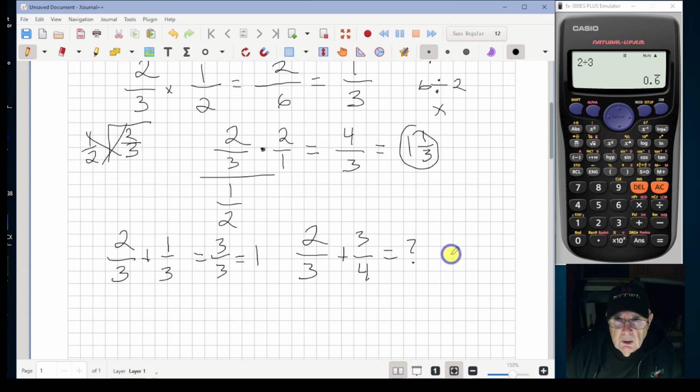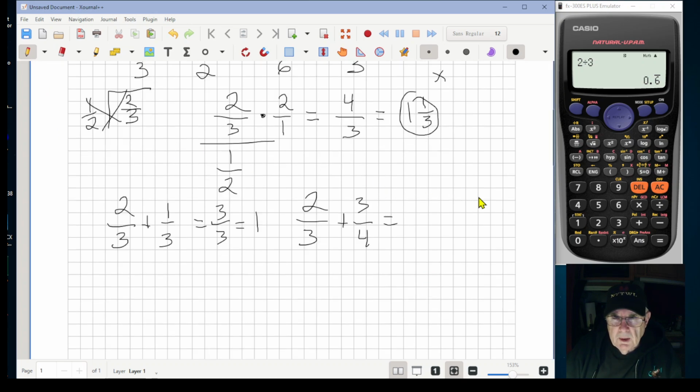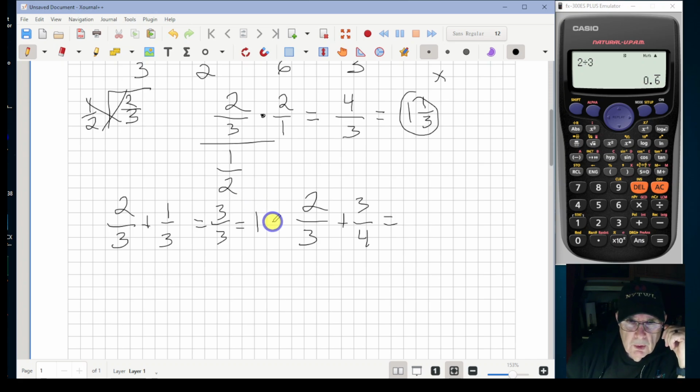We need to determine a size that both 3 slices and 4 slices will fit into evenly. Now there's at least 3 ways of adding or subtracting fractions. And I'm going to show you perhaps one of the quickest ways.